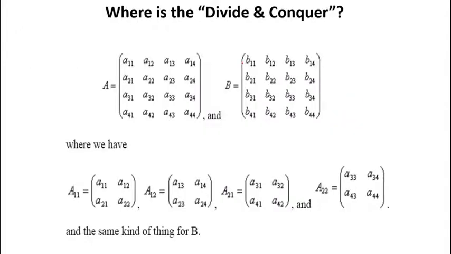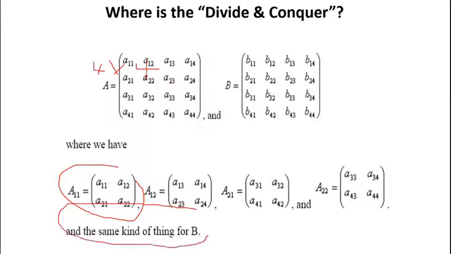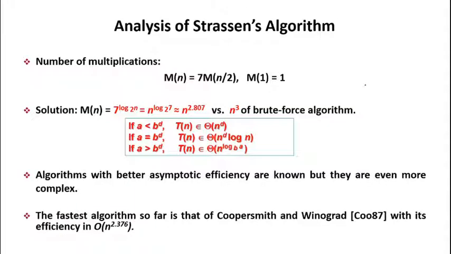And the question now is, where is the divide and conquer? So let's say we have a 4 by 4 multiplication, and we divide it by half into 2 by 2 blocks: A11, A12, A13, A14, A21, A22, A23, A24, A31, A32, A33, A34, A41, A42, A43, and A44. The same thing goes for B. This is the idea of divide and conquer.